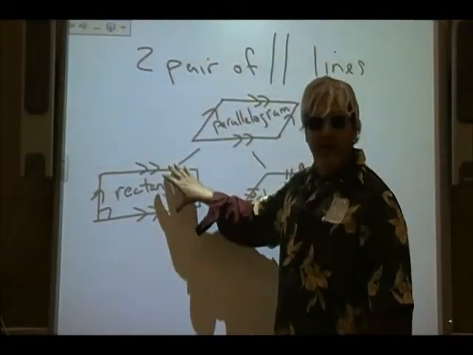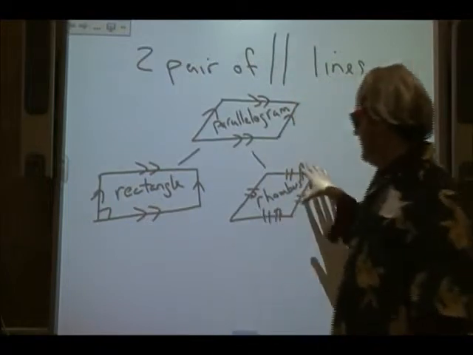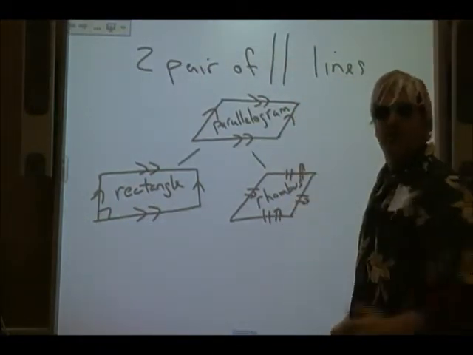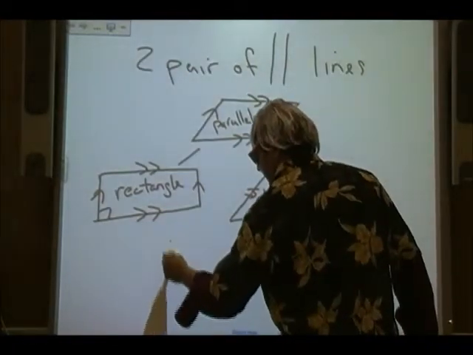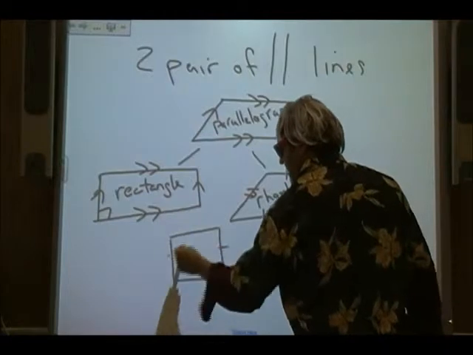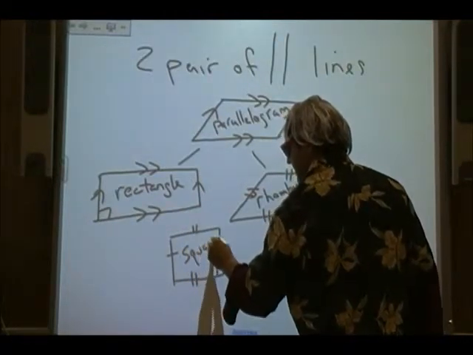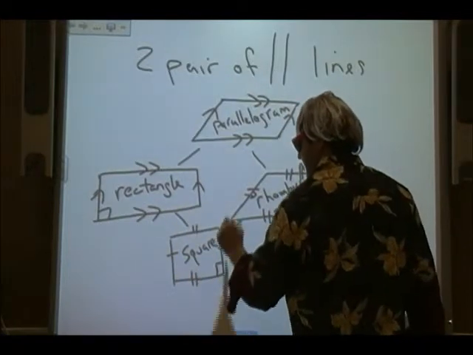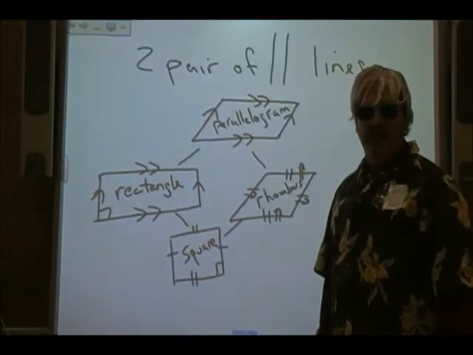Now, if we take this rectangle and make all the sides the same, or if we take this rhombus and straighten it out, we get one of the most famous shapes of all time, you've known since you were a little kid. It is called the square.